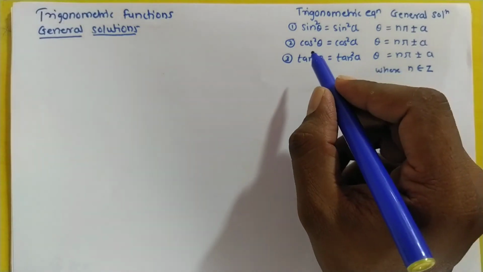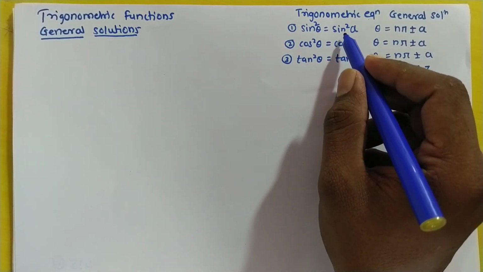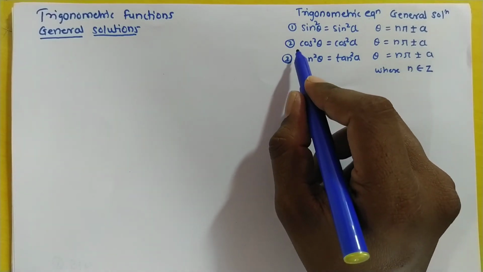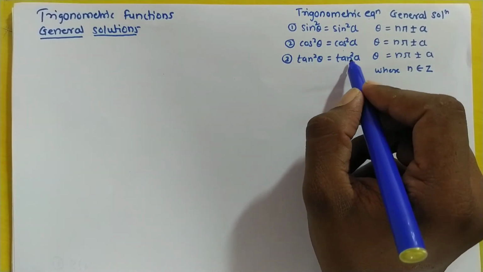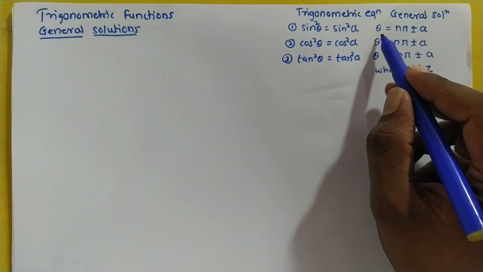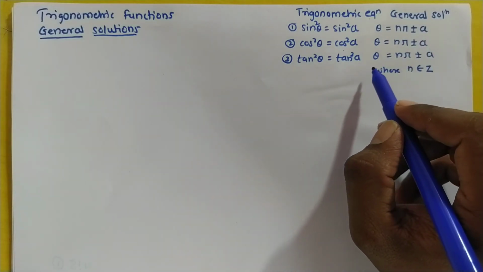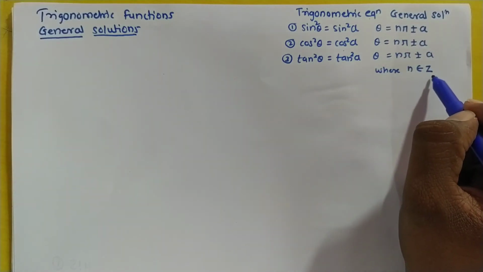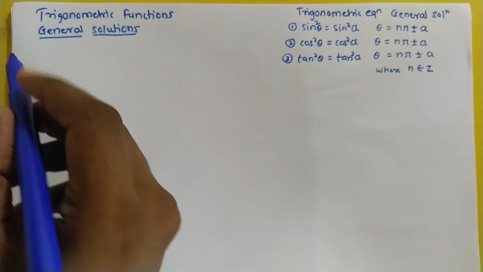See here, three trigonometric equations are given: sin square theta equal to sin square alpha, cos square theta equal to cos square alpha, and tan square theta equal to tan square alpha, having the same general solution, that is theta equal to n pi plus or minus alpha, where n belongs to Z, that is, the set of integers. Now we take the example.